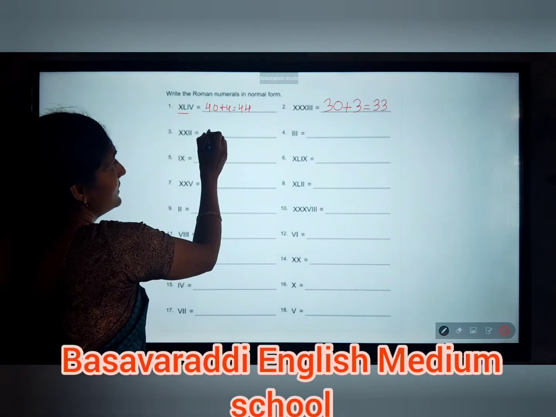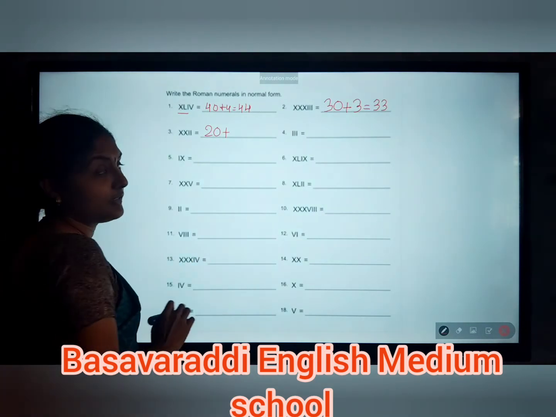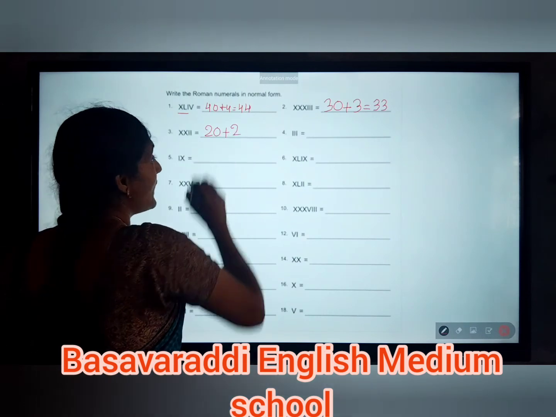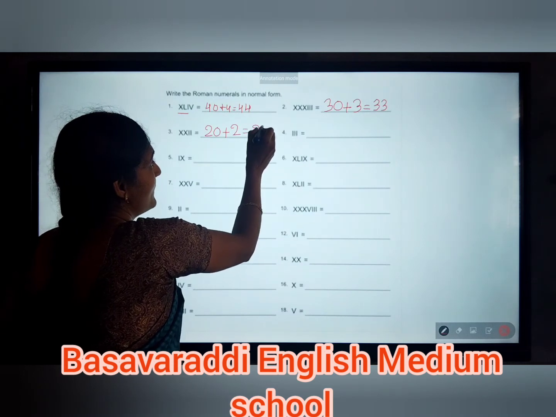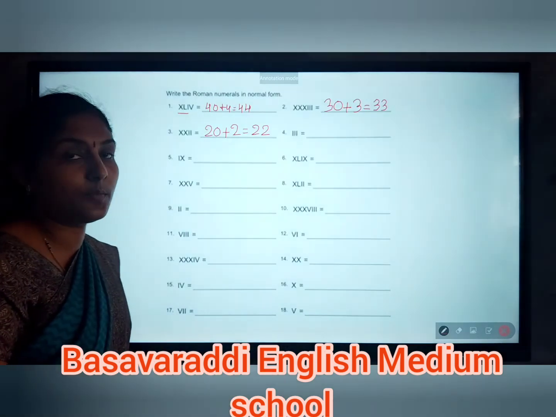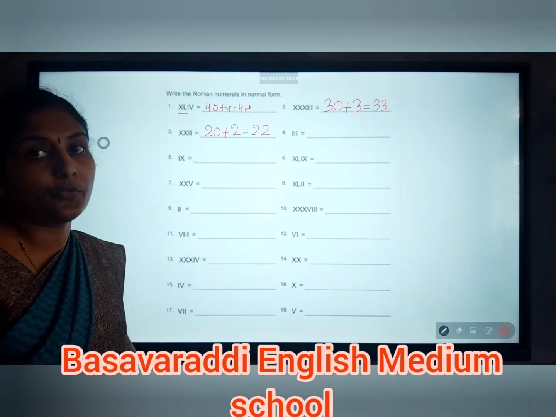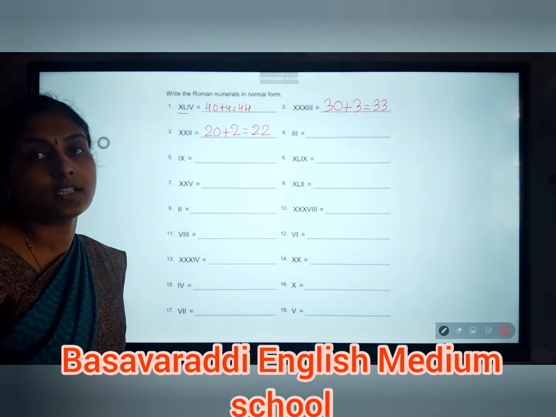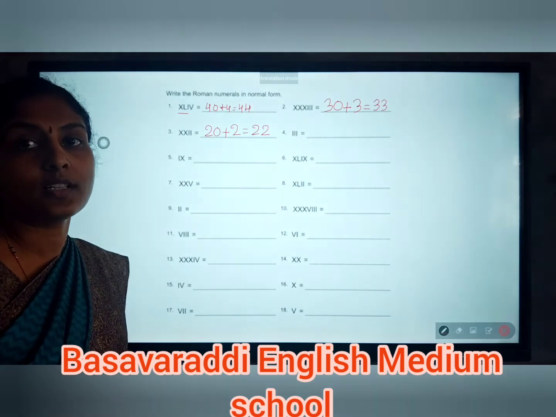So the next, third one is XXII. It means the X 2 times here, so write the 20, plus the I that repeats 2 times. So write 2. The value of the II is 2. So add the numbers. So 20 plus 2 is 22. It's like that. There are up to 18 problems within 50. So all the numbers come under the 50 Roman numerals. Then apply the rules as well as just copy the 1 to 100 Roman numerals and write here.